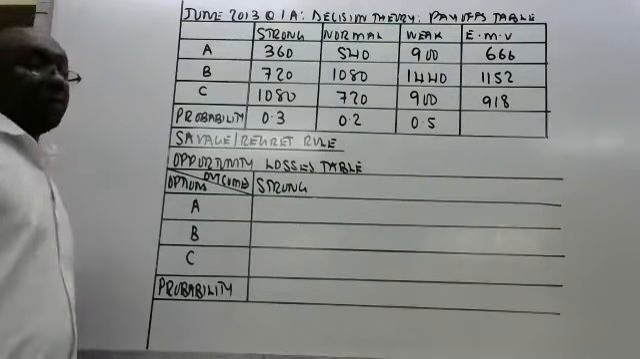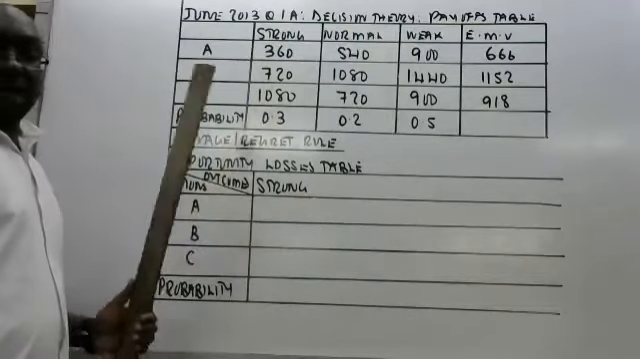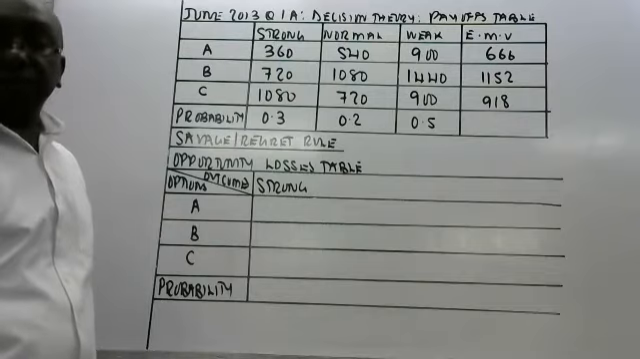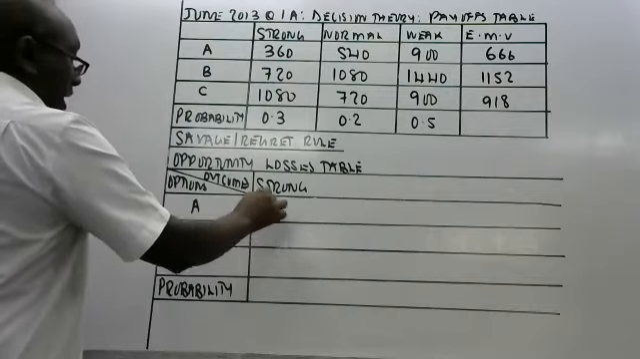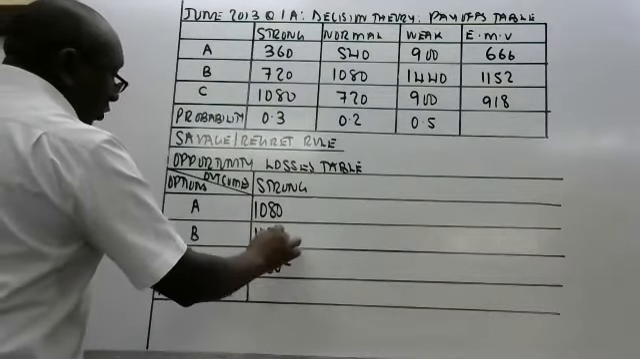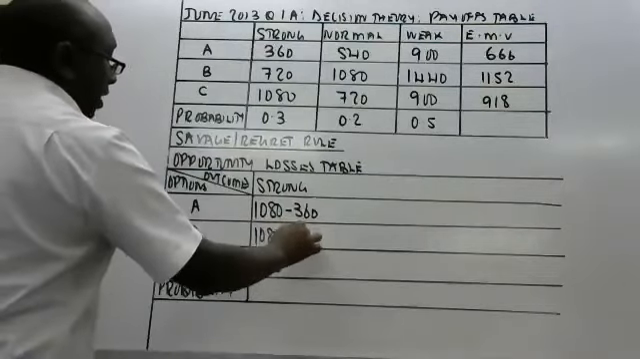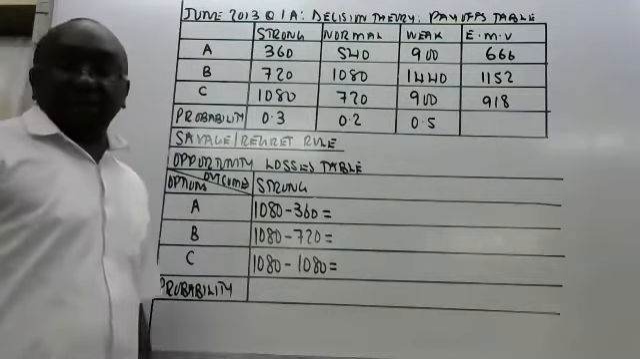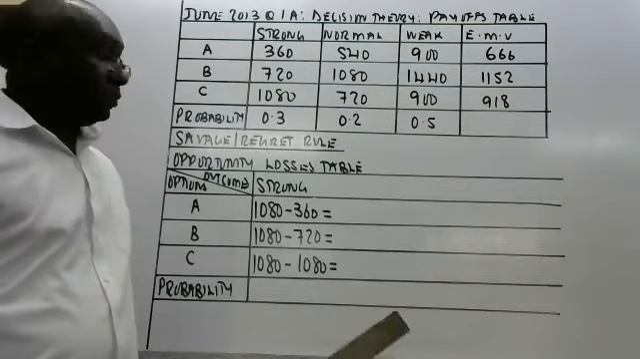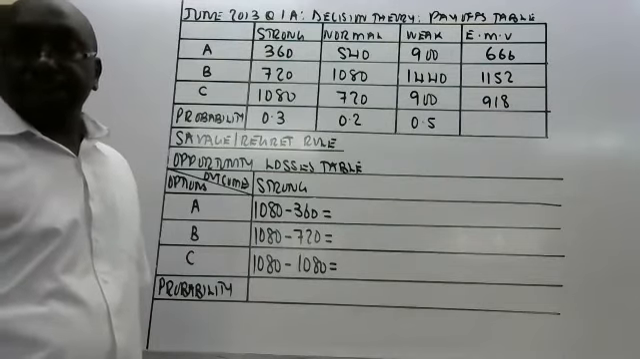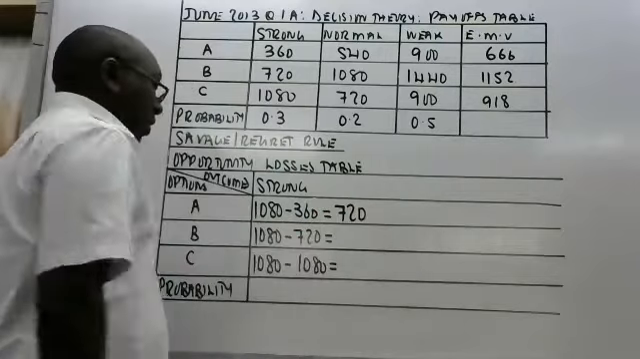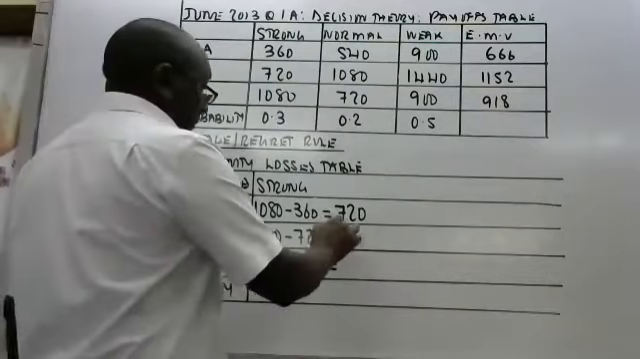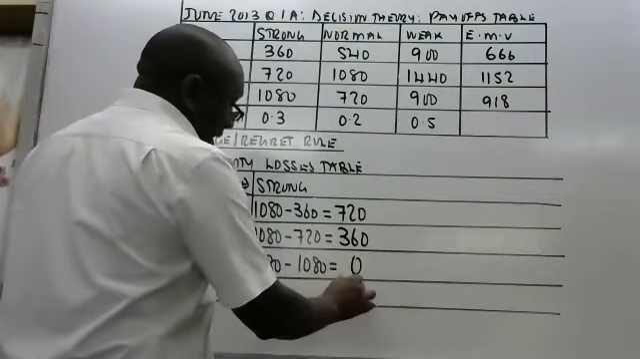So what you do, you come here to the strong and you identify the highest. The highest payoff for strong is 1080. So you take this 1080 and subtract all the others: you subtract 360, you subtract 720, and you subtract 1080. 1080 minus 360 is 720. Then 1080 minus 720 is 360. And this one is obviously 0. And the probability is 0.3.